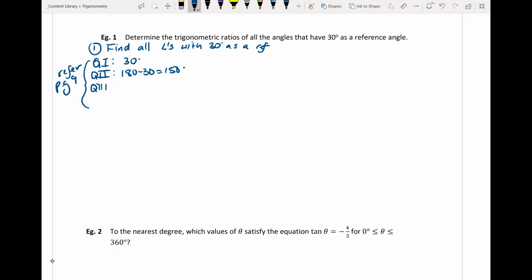Okay, we're going to go to quadrant 3, which is an angle between 180 and 270. So that'll be 180 plus our reference angle, and that's 210, and then lastly, an angle in quadrant 4 is 360 minus our reference angle, which is 330. So those are our 4 angles. And we're going to now look at our trig ratios for each quadrant. So I'm going to focus now on quadrants specifically.